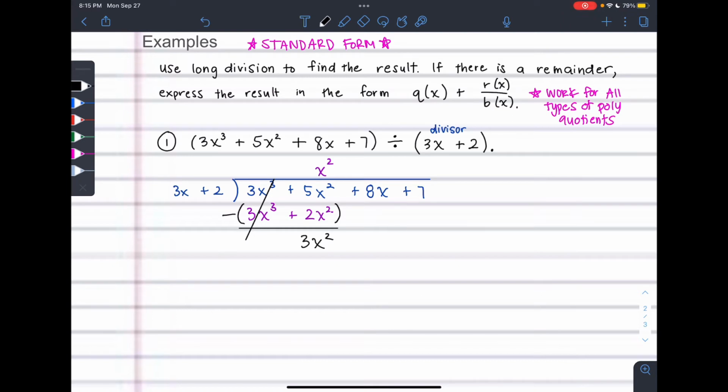Now, we're going to take this 8x, drop it down, and rewrite it next to 3x squared. And we start the process over again. Notice that since our divisor has 2 terms, we're only going to work with 2 terms at a time.